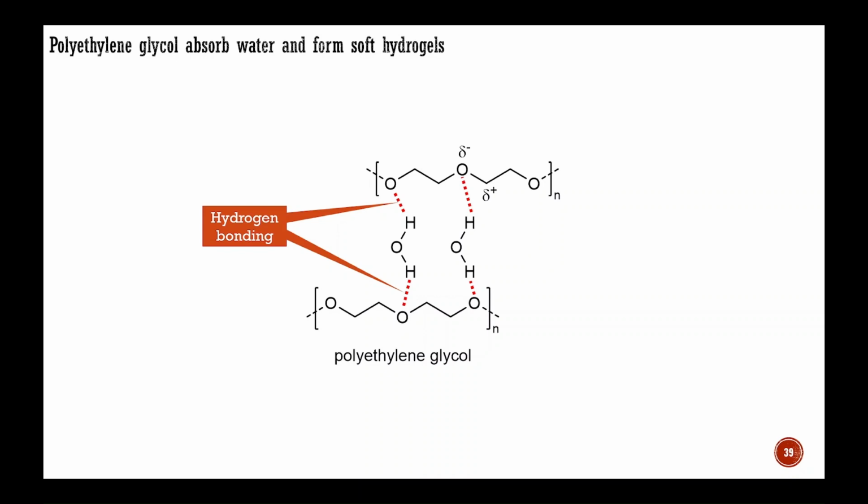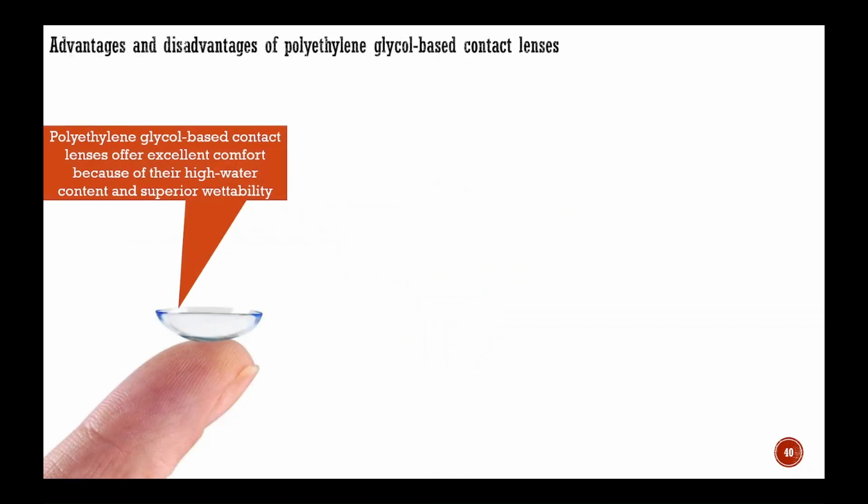This difference can affect how the lens feels and how it interacts with biological molecules. Contact lenses prepared from polyethylene glycol offer excellent comfort because of their high water content and superior wettability. Their softness helps maintain a moist surface and reduces irritation.